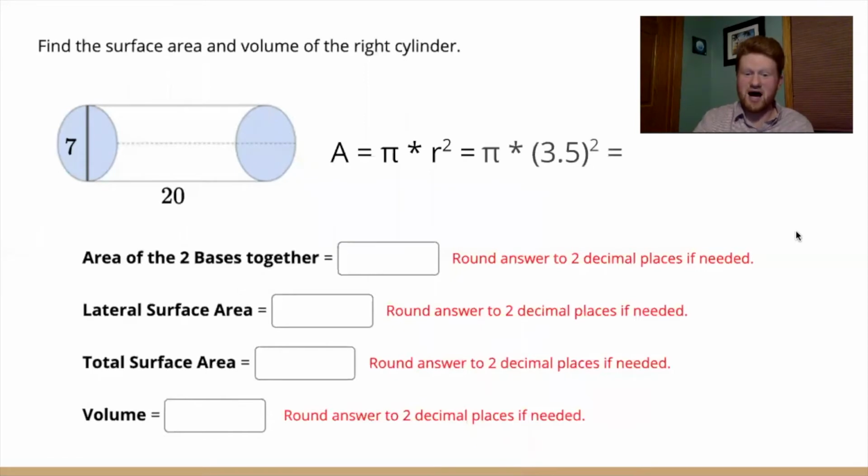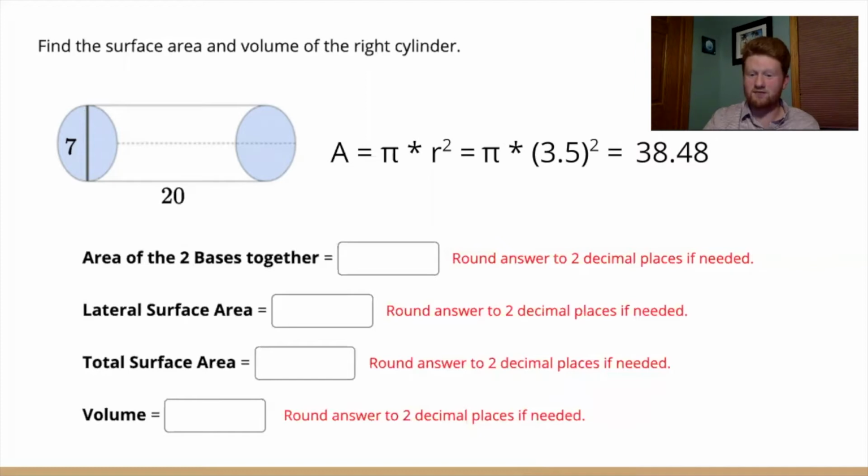So we're going to have pi times, again, 3.5 squared because this is the diameter, not the radius. We need half of that. So pi times 3.5 squared, which ends up being 38.48. But again, we want the area of both bases. So if I just put this number right here, I'd be wrong. I have to double it because we have 2 circles. So I went ahead and did that. This is exactly double this 38.48.